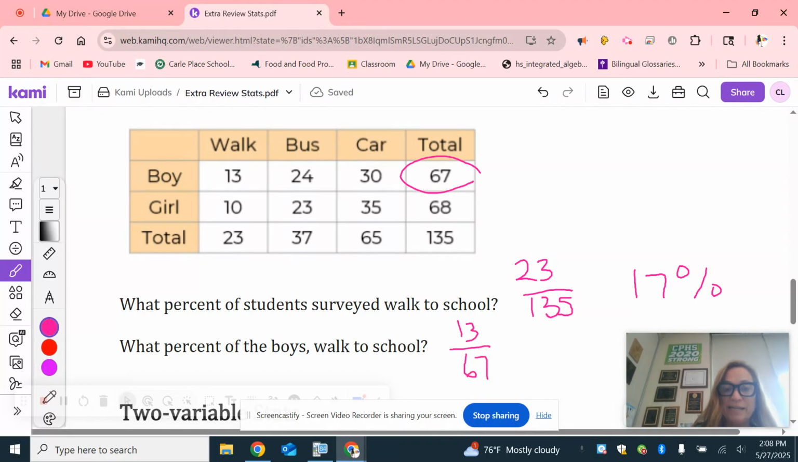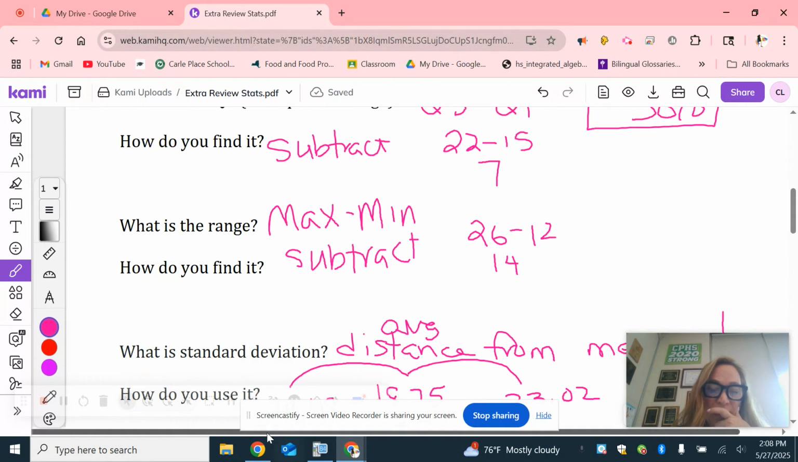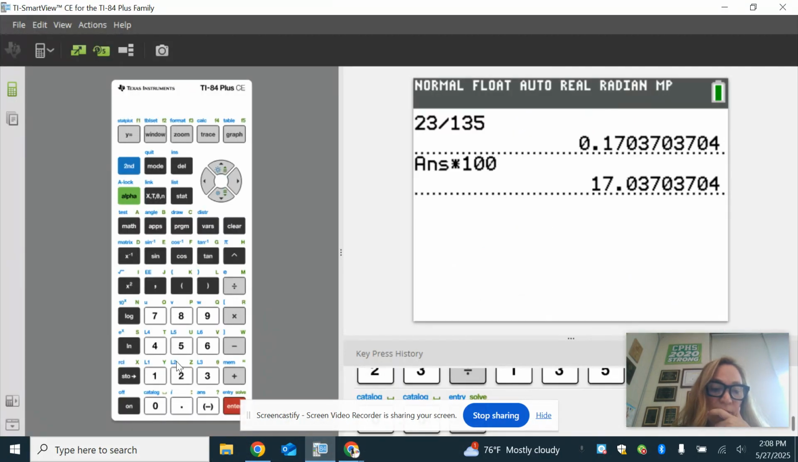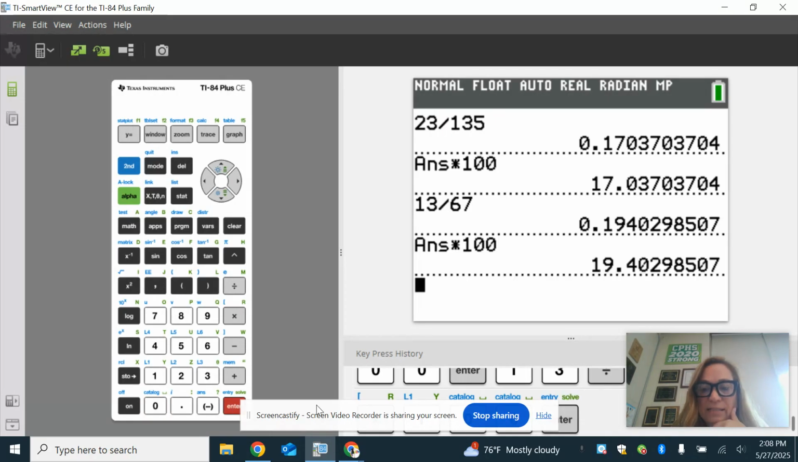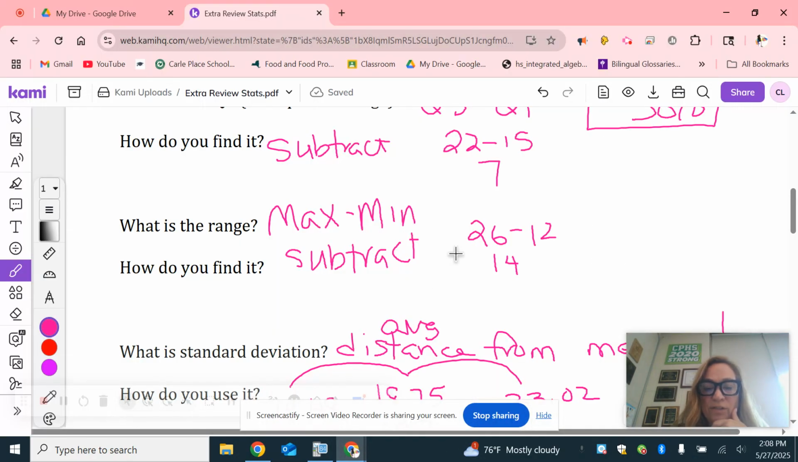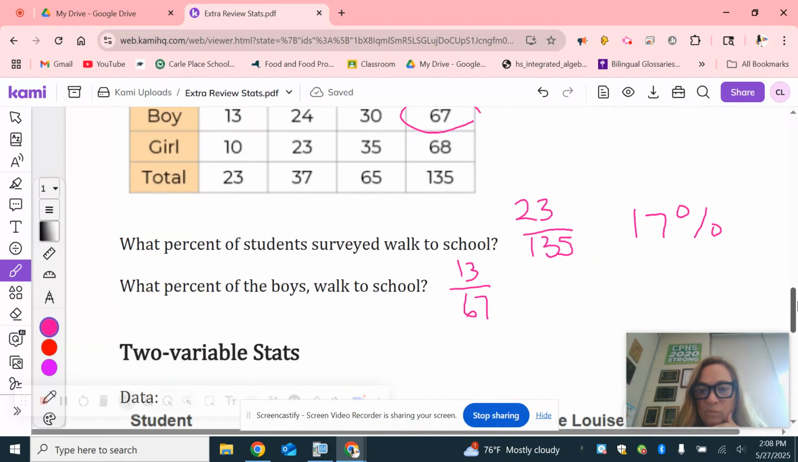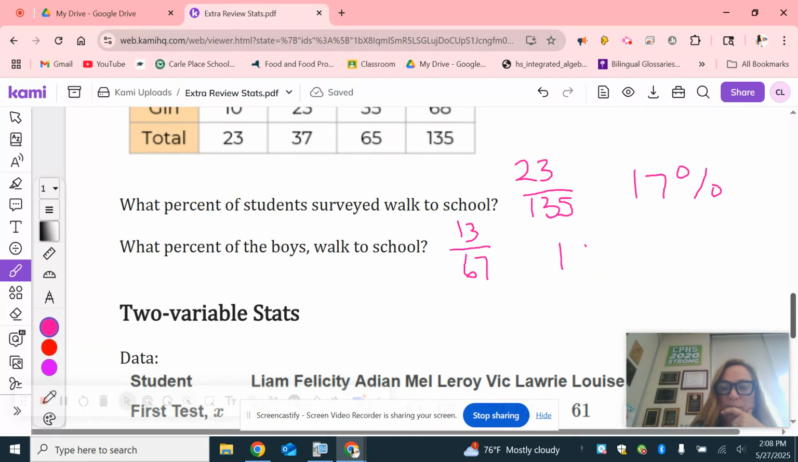What % of the boys, so there's only 67 boys, what % of the boys walk to school? So it's 13 out of 67. And you would do the same thing. 13 divided by 67 times 100. And you can also use the fractions. So that's 19.4%. And again, on the test, I do tell you what to round to. So 19.4%.